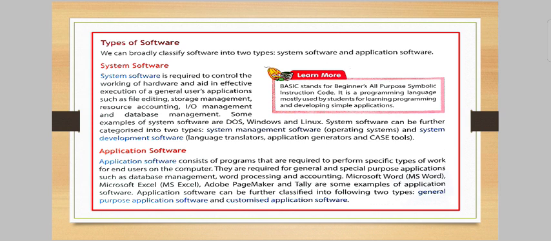Next is application software. Application software consists of programs that are required to perform specific tasks, specific types of work for end user on the computer. They are required for general and special purpose applications such as database management, word processing and accounting. Microsoft Word, Microsoft Excel, Adobe PageMaker, and Tally are some example of application softwares. Application software can be further classified into two types: general purpose software and customized application software. Okay, so there are two types of application software: general purpose and customized application software.